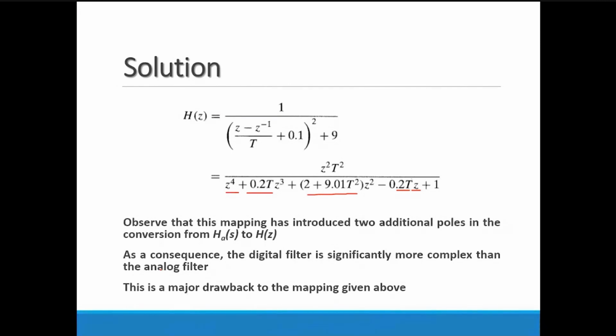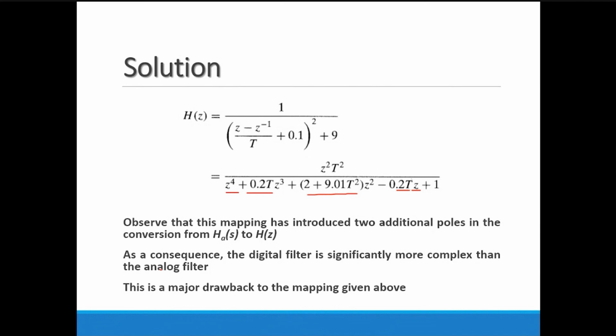As a consequence, the digital filter is significantly more complex than the analog filter. If I'm using this mapping function, the design of that particular filter is possible, but it makes the system more complex by adding additional poles. Okay, so this is a major drawback to the mapping given above. If these 2 things are given to you and you have to conclude something, you require 2 additional poles for the conversion of H of z from H of s.